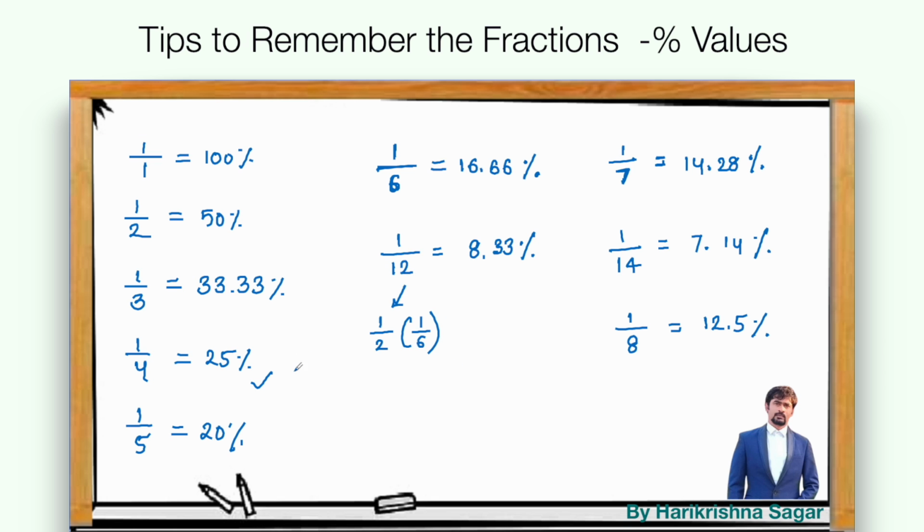And 1 by 10, everyone knows it is 10 percentage. 1 by 11 is already done. 1 by 12 is already done. 1 by 13. Remember 13 square value, it is 169. So 1 by 13 will be 7.69 percentage. The last two digits after the decimal will be similar to 13 square value. 1 by 13 is 7.69. 1 by 14 we already took.